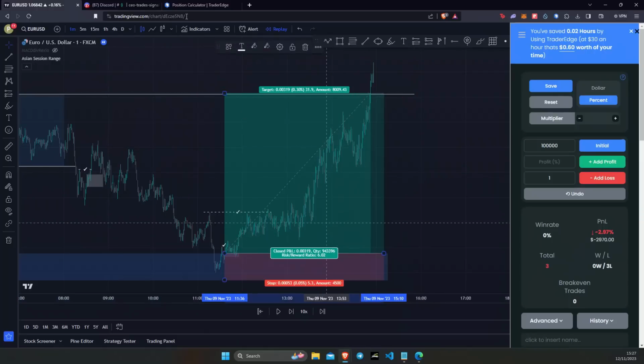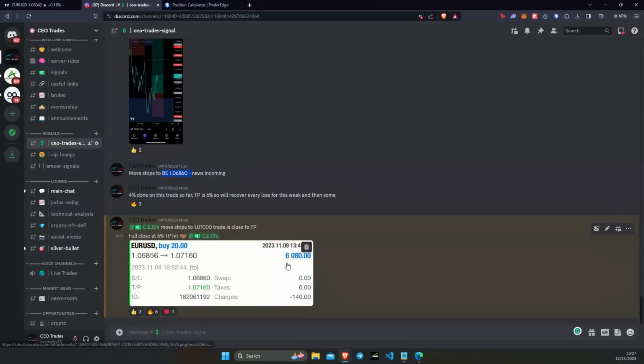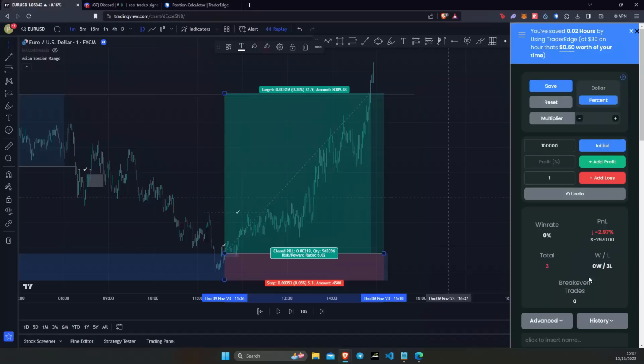So this was a beautiful 1-to-6 risk to reward trade. So even though we've taken 3 losses so far for the week, we've got that 1-to-6 risk to reward trade that hit on the Thursday. So we add that in. And if you take a look, we are now $3,000 basically up for this entire week.